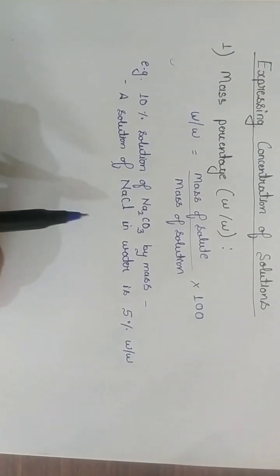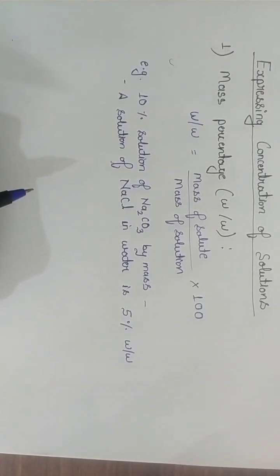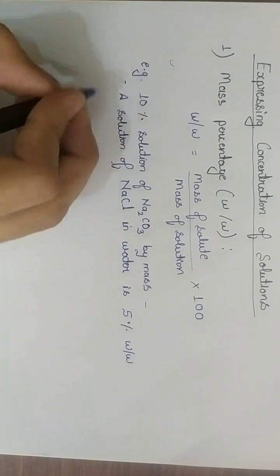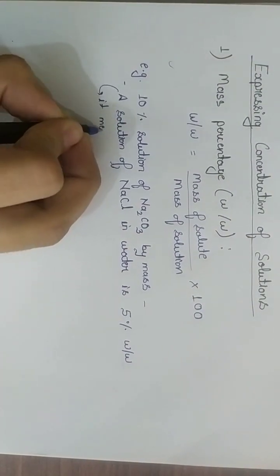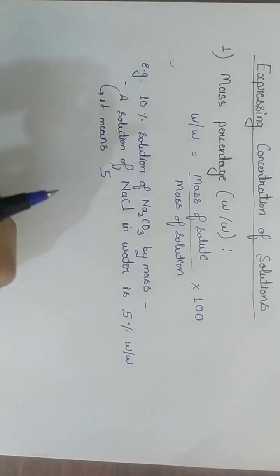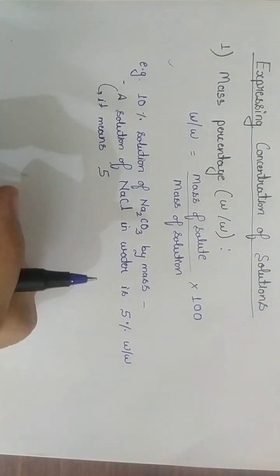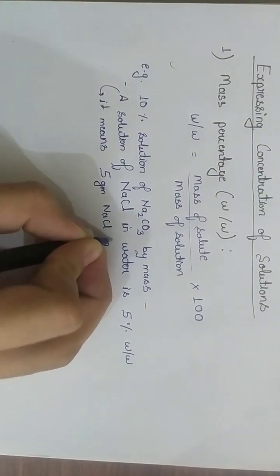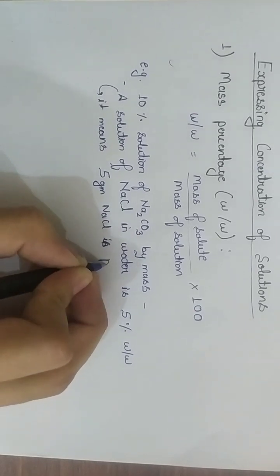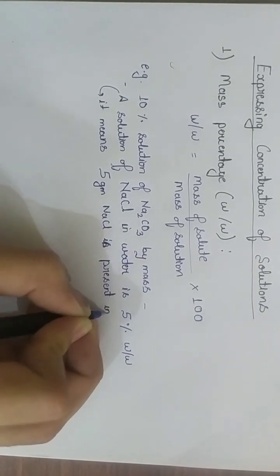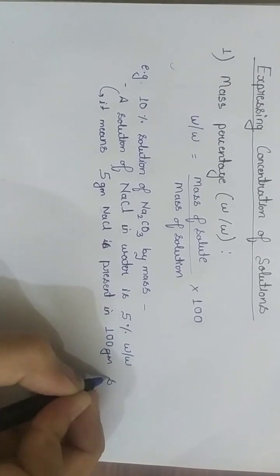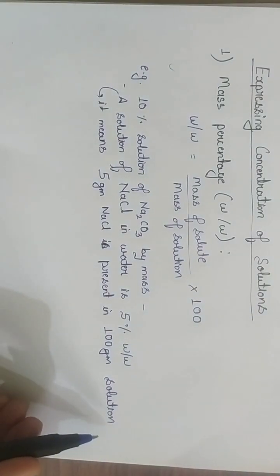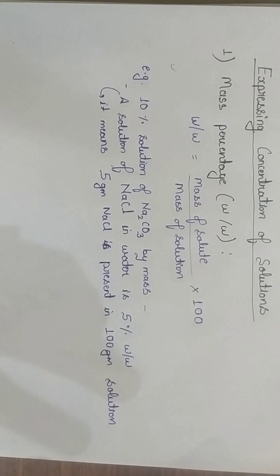If it is written a solution of NaCl in water is 5% weight by weight, it means that 5 gram of NaCl is present in 100 gram of solution. It means that our solution is a 100 gram solution and in it 5 gram NaCl is present. So we will write 5 gram NaCl is present in 100 gram of solution. It is solution. Okay, be careful with it. Students get confused sometimes.